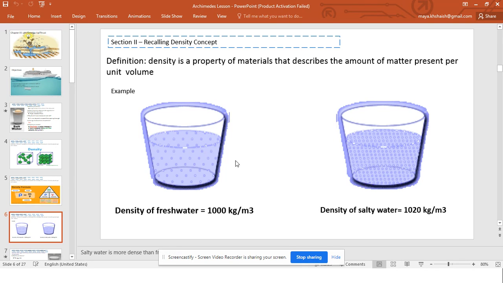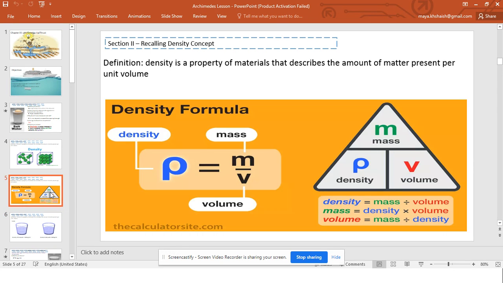The small dots here represent the particles of matter. As you can see, the amount of particles here is greater than that of the fresh water. This means the amount of matter here in the same volume is greater. That's why the density of salty water is greater than the density of fresh water.